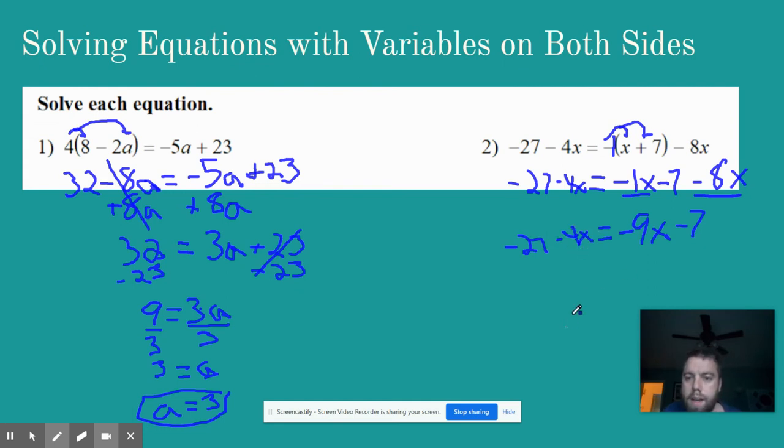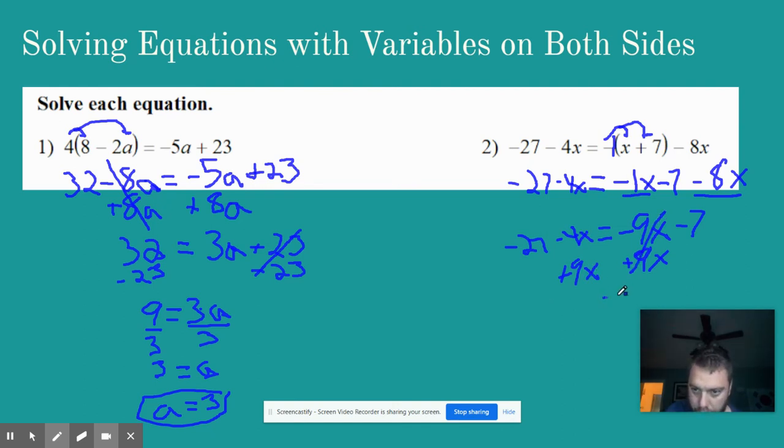Okay, now we see that we have only one variable on both sides. That means we're ready to start moving the variables around. Again, we could add 4x and throw it over here, or we could add 9x and throw it over here. What we're going to do is add 9x. Again, either way works, but I prefer this way because it gives us a positive coefficient.